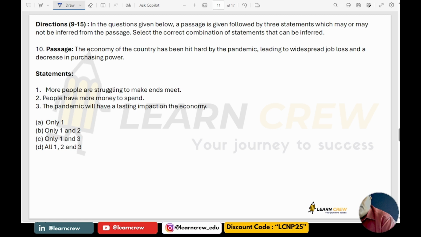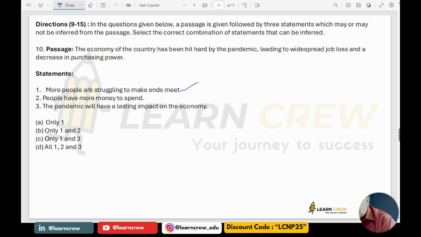First one, more people are struggling to make ends meet. So here statement 1 states that more people are struggling to make ends meet, which is actually supported by the passage, as it states that the economy has been hit hard by the pandemic, leading to widespread job loss and a decrease in the purchasing power, which would make it more difficult for people to make ends meet. So 1 is supported by the passage.